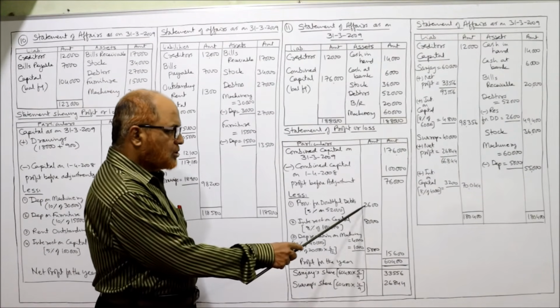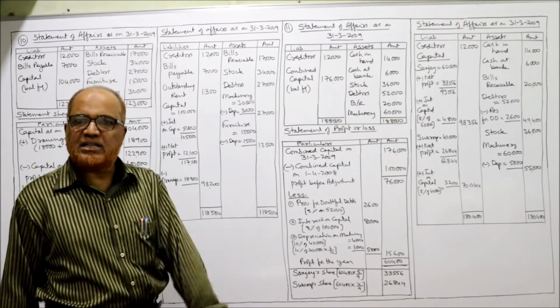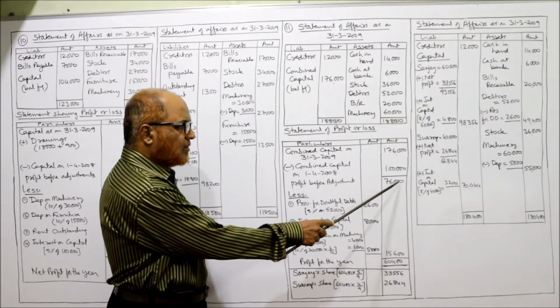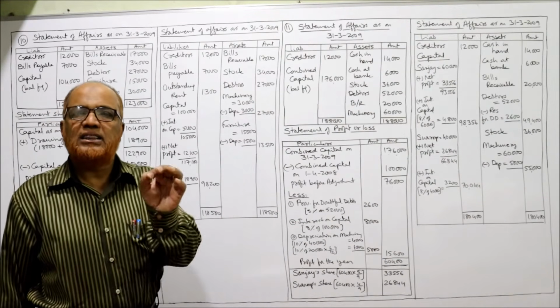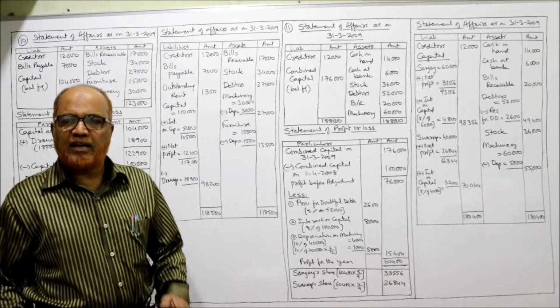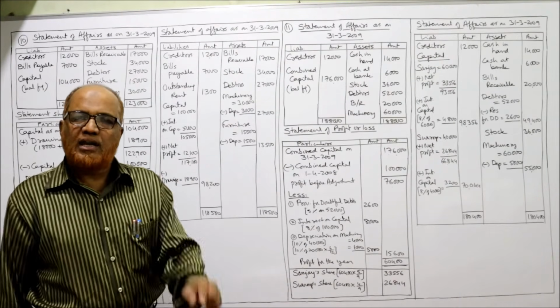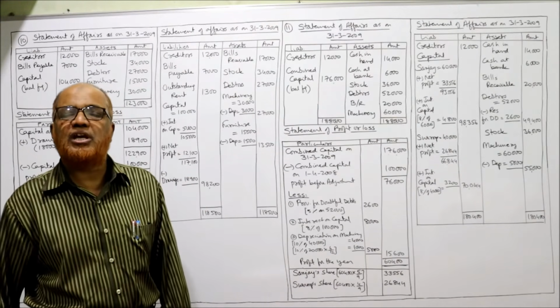Now take the total 2,600 plus 8,000 plus 5,000, 15,600. Deduct 15,600. 76,000 minus 15,600, 60,400. This is the net profit after adjustment. Now this net profit is divided between the partners in the profit sharing ratio.